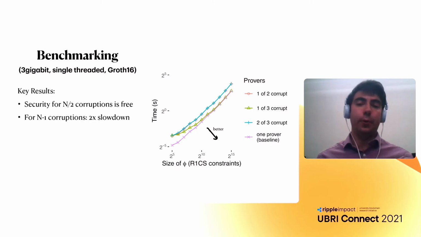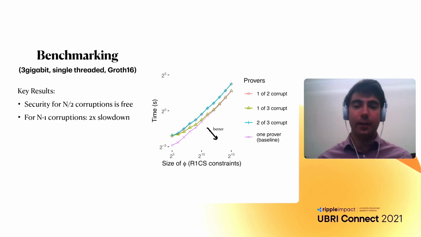So for the situations where the number of corruptions that the protocol is secure against is less than half of the provers, this overhead actually goes to zero. So the multi-party proof takes the same amount of time as a single party proof. In the setting where you're trying to be secure against an arbitrary number of corrupt provers, up to n-1 corrupt provers, then the slowdown goes to 2x. So the multi-party computation is only 2 times slower than the base prover.